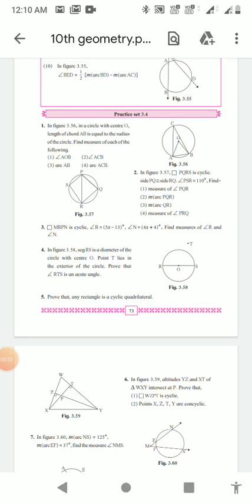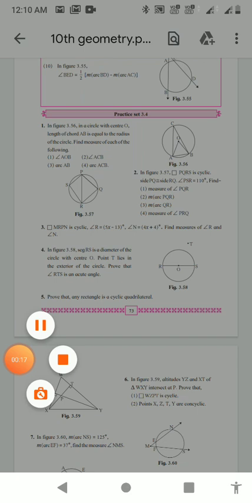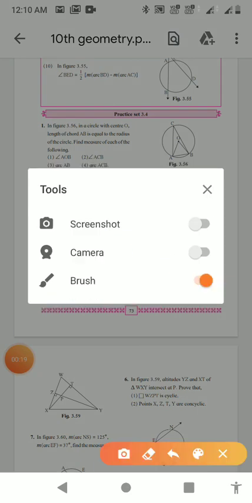Good evening friends, this is Professor Vishal and we already started to solve our practice set 3.4, that is from the circle chapter of 10th standard SSC board. Okay, so that is from geometry section. Now in this session we are going to solve the remaining problems of the practice set.